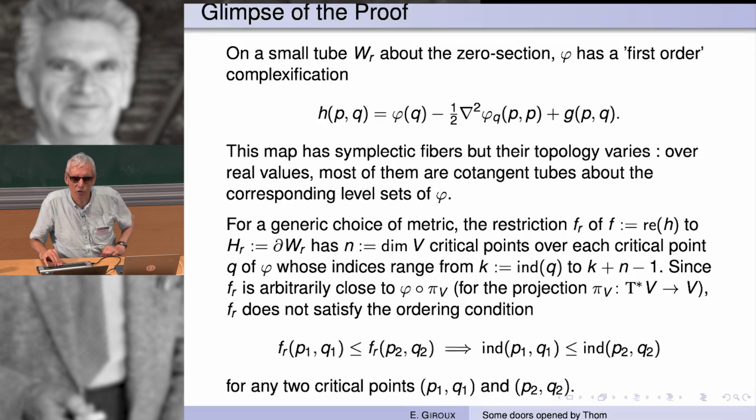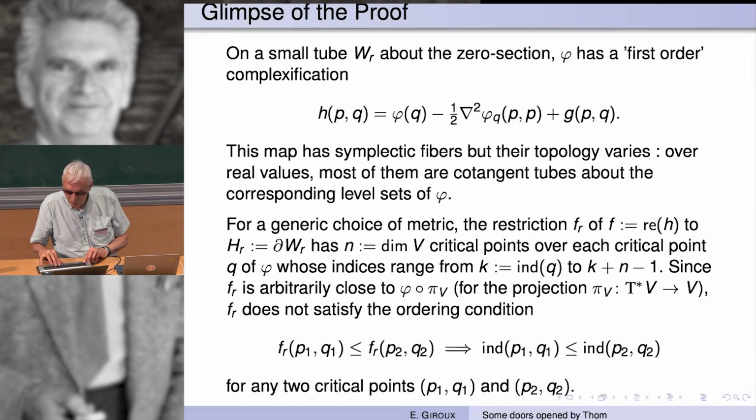But of course, their topology varies. It's not the same, even for regular fibers. And basically, because what can it be? Let's say over a real value, any fiber is essentially just a cotangent tube of the corresponding level set of the initial function. Just what you can expect.